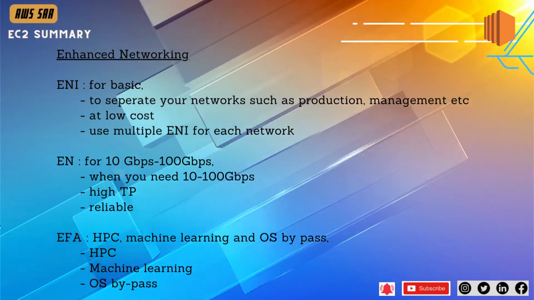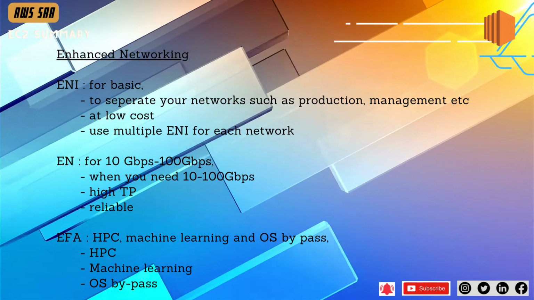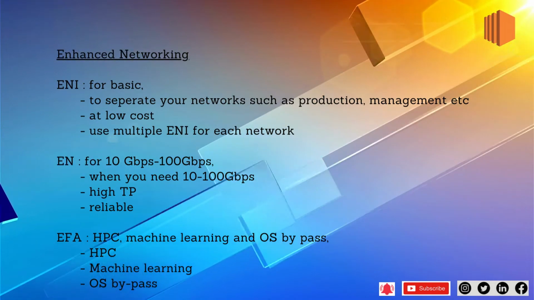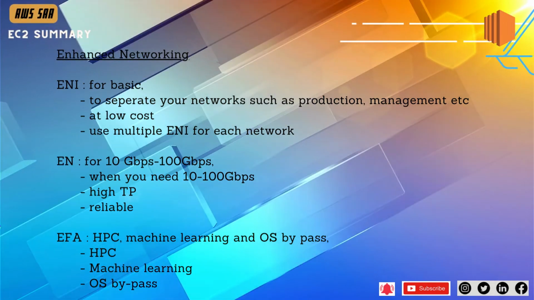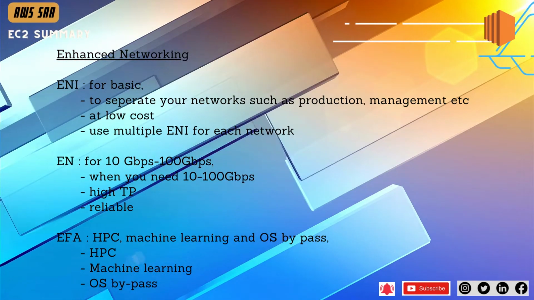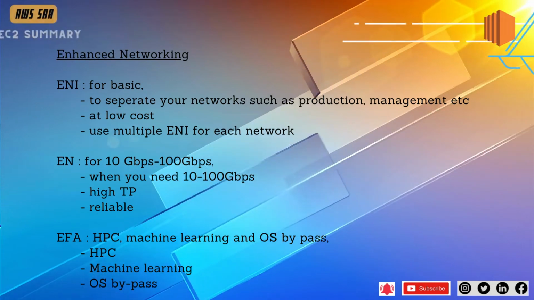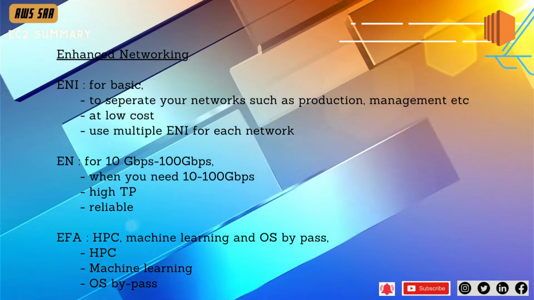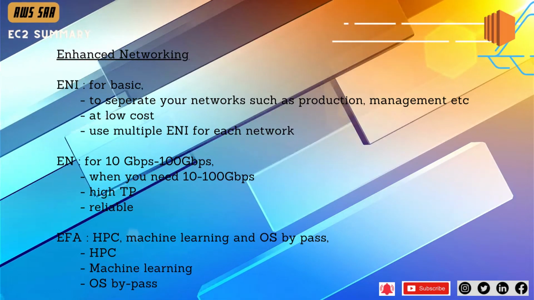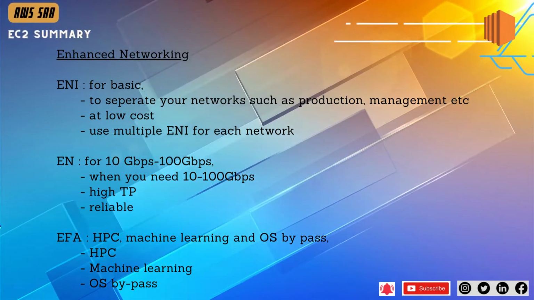When you go to EN, it is used when you really need higher bandwidth, from 10 to 100 gigabits per second, and it gives you high throughput and it's really reliable. And you use EFA when you actually need high performance computing, machine learning, or operating system bypass. So in your exam, if you hear HPC, machine learning, or OS bypass, that's definitely going to be an EFA.